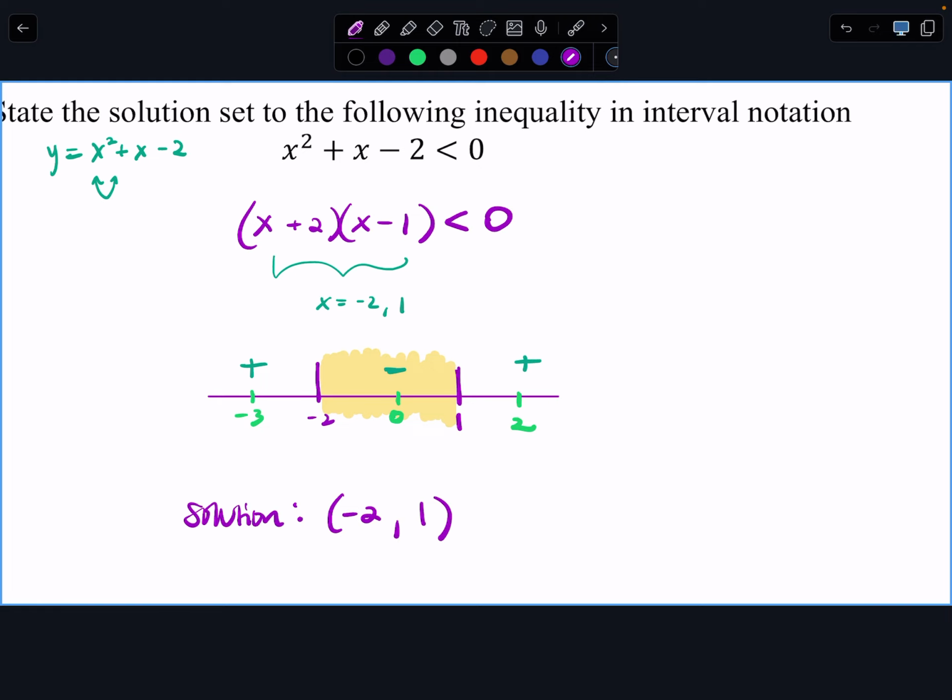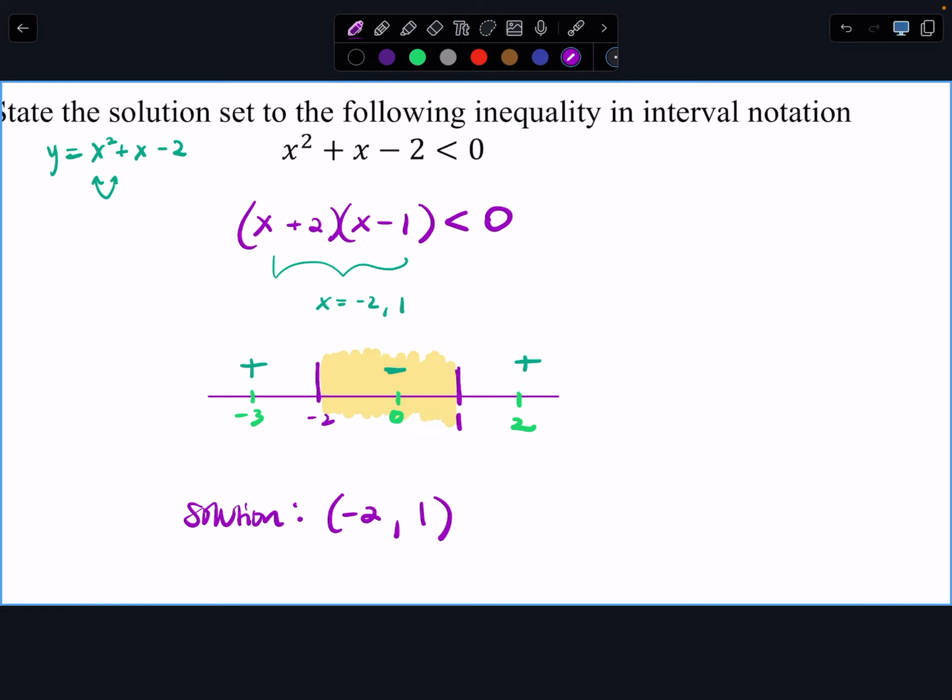Exactly. You could choose any number on this interval as your test value to plug in. We knew that the sign change for x squared plus x minus 2 happens at -2 and 1, because those are the values that would make that 0. It has to pass through 0 for there to be a sign change, right? So that's why we can just choose one test value, and whatever intervals end up giving us a true statement is our solution set.